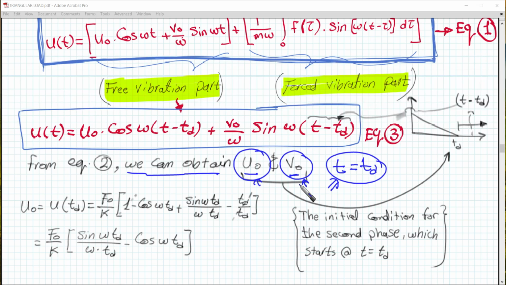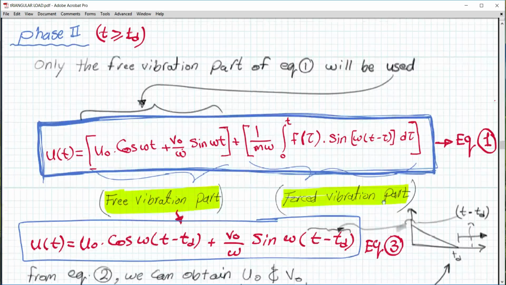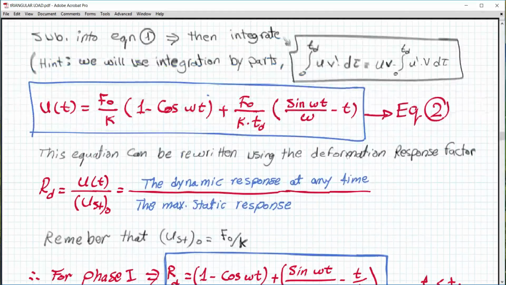So we are going to have, where's equation 2 here? This is equation 2. We have u of t equal to f node over k and so on. This is related to phase 1. Remember, we are going to use it, but instead of t here, we're going to use TD. At the same time, this is going to give us u node.